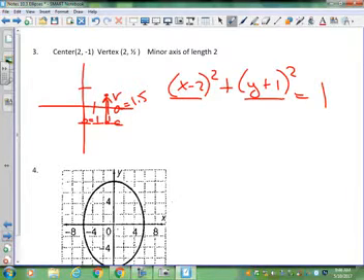Now again, A was found by counting from the center to the vertices, which was 1.5, but we still got to square that, and we still got to figure out if it's X or Y.